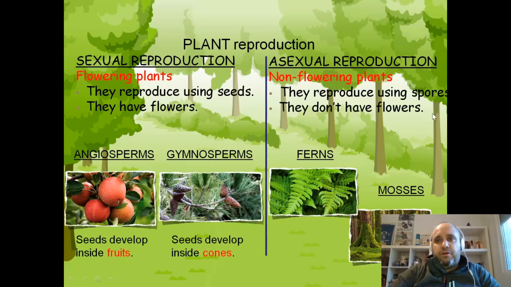Let's go to the other part here: asexual reproduction. These plants are also called non-flowering plants because they don't have any flowers, and they reproduce using spores. For example, ferns and mosses. They reproduce using spores, and they don't have any flowers. They are asexual reproduction plants.